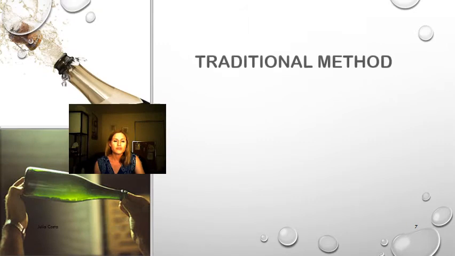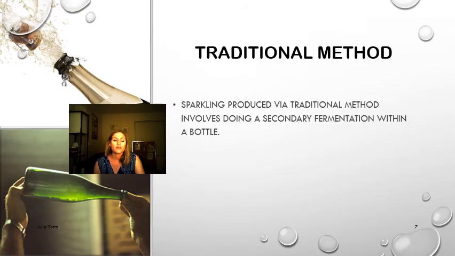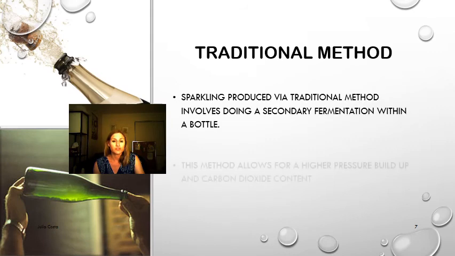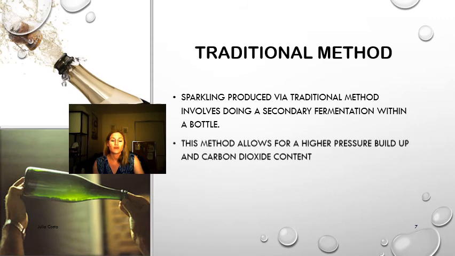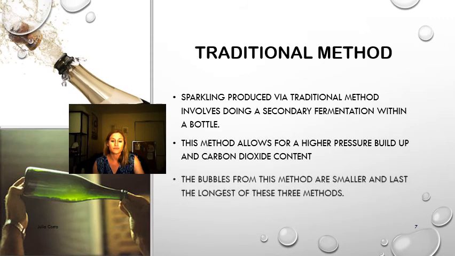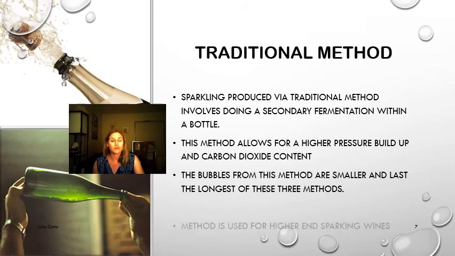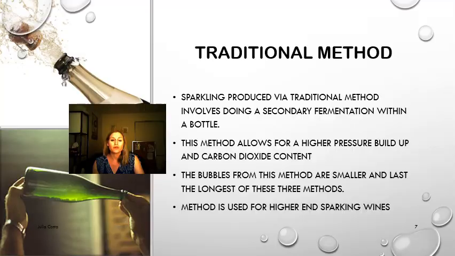The third major method for making sparkling wine is traditional method, or method champenois. Sparkling wine produced via traditional method is where the secondary fermentation takes place in a bottle. This method allows for a higher pressure buildup and carbon dioxide content. The bubbles from this method are the smallest of the three that I've presented on and last the longest. This method is primarily used for higher end wines.